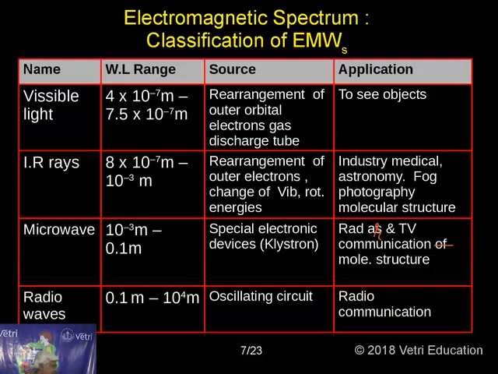Radio waves have a very long wavelength, 0.1 meter to 10^4 meter. An oscillating circuit can produce radio waves. This is very useful for radio communication. So why am I giving this chart? Kindly go through the chart and keep it with you. Any one of the wavelength ranges may be asked, or what the source is, or what the uses are.